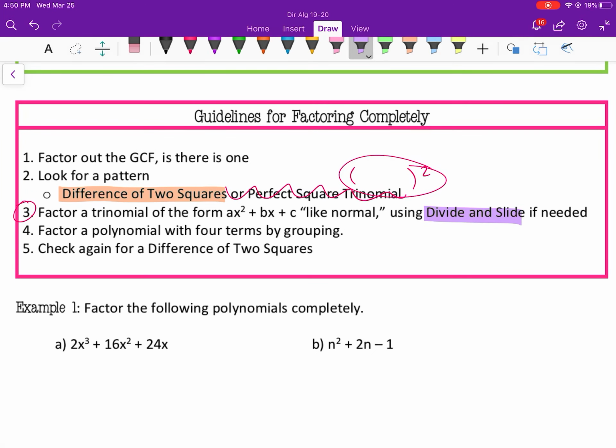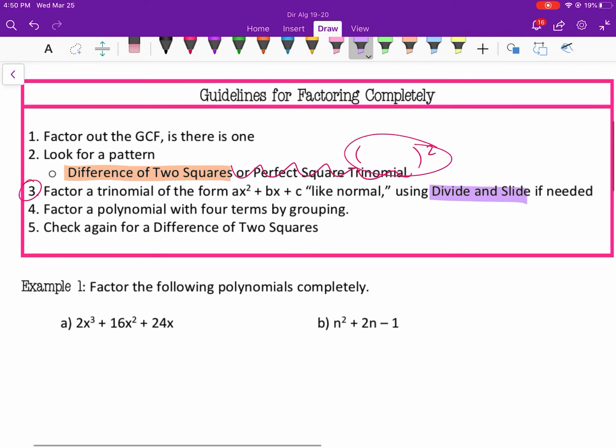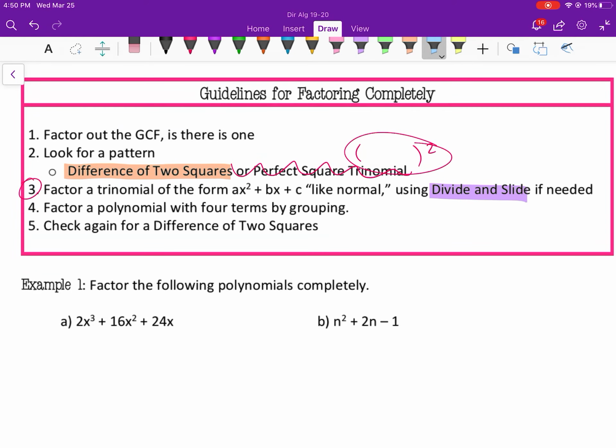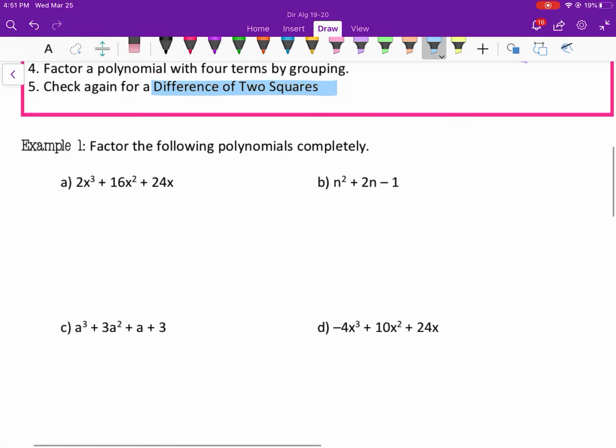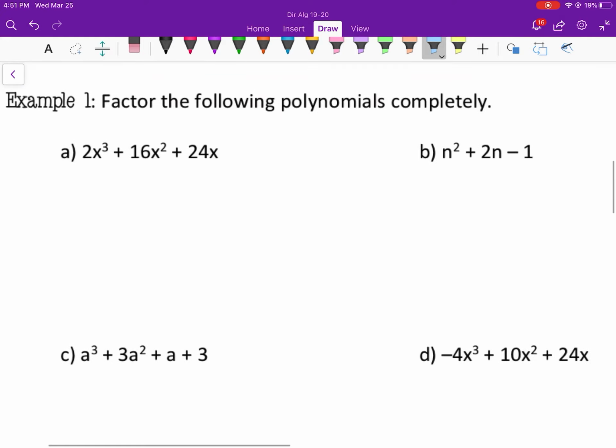Step 4, if none of those other ones have worked, then you try to factor by grouping. And then after you're done factoring by grouping, sometimes you're left with DOTS again. So in order, we first look for a GCF, then we look for DOTS, then we factor like normal, then we try to factor by grouping, then we try to factor using DOTS again. And we just go through that process over and over.